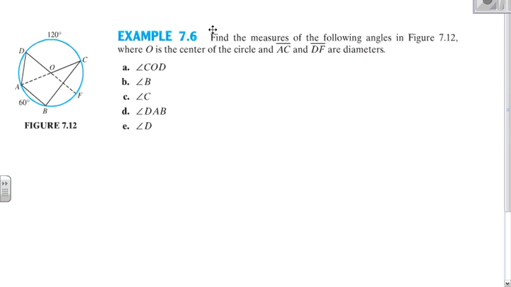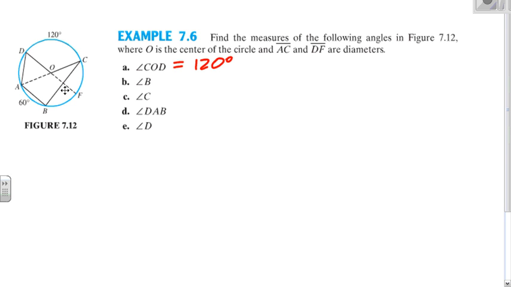And in our last example here, we have find the measures of the following angles, where O is the center, and AC and DF are diameters. They go through the center, that makes sense. So the measure of angle COD, O is the center, so that's a central angle. So it's going to be equal to the arc, so it equals 120 degrees.